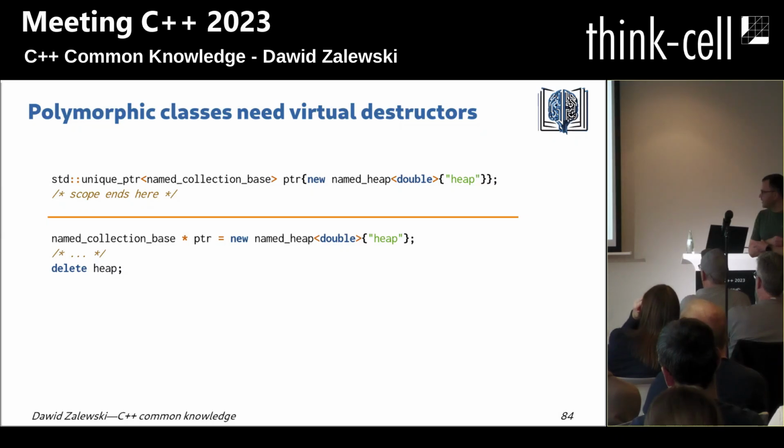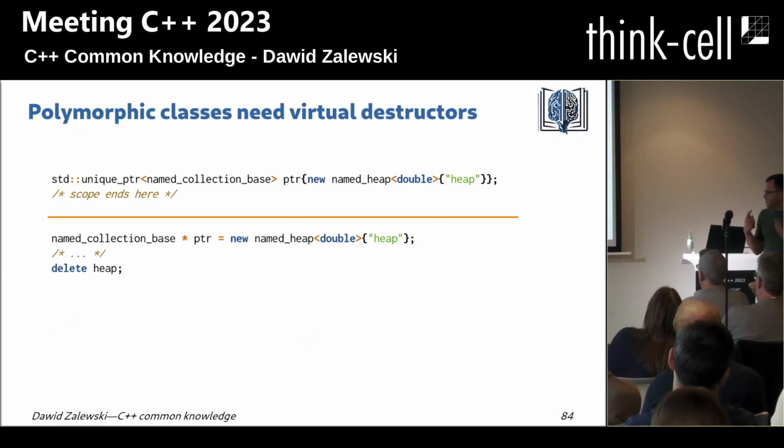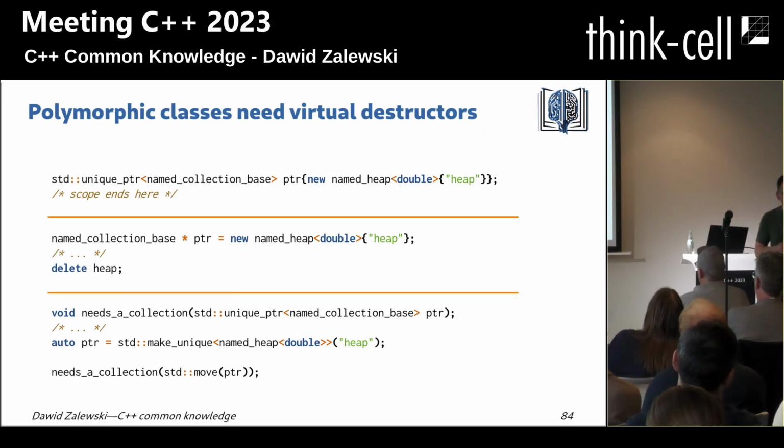What do they have in common? I'm creating a unique pointer to the named collection base and initializing it with a named heap. Or I'm doing something different: creating again an object on the heap of the type named heap and assigning it to the base class pointer, and deleting it then. Or doing something like this, it's a bit more hidden now. I'm creating again an object on the heap, a named heap on the heap, and then I'm calling a function with it, a function that takes a pointer to the named collection base.